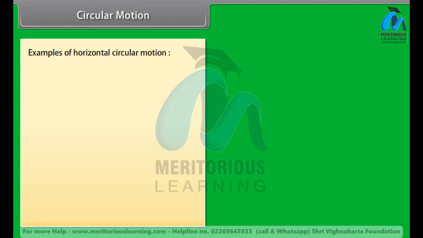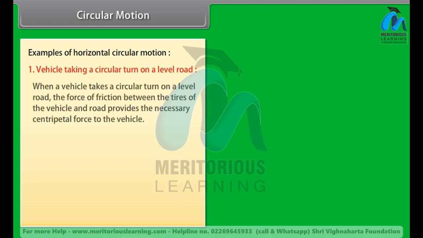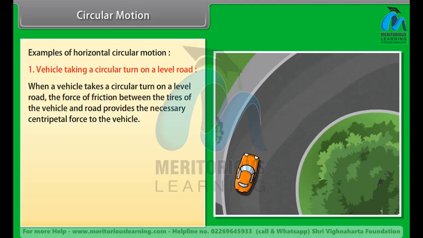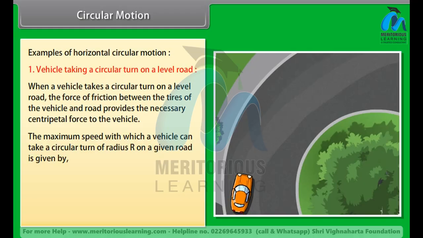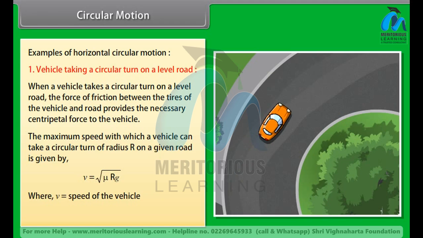Some examples of horizontal circular motion are: Number 1. Vehicle taking a circular turn on a level road. When a vehicle takes a circular turn on a level road, the force of friction between the tires of the vehicle and the road provides the necessary centripetal force to the vehicle. The maximum speed with which a vehicle can take a circular turn of radius r on a given road is given by v = √(μrg), where v is the speed of the vehicle and μ is the coefficient of friction.